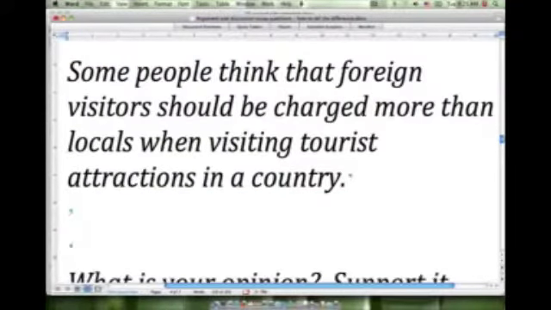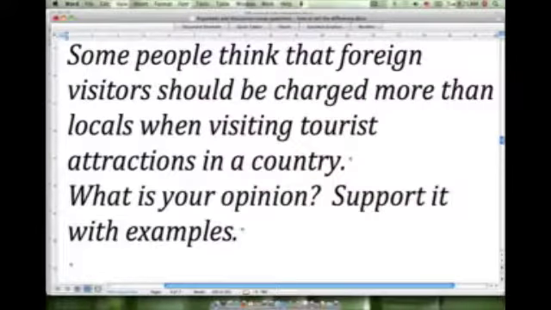Now let's go to our next one here. What is your opinion? Support it with examples. Okay, now these kinds of questions, sometimes students can see the word opinion and then they think, oh, I have to write what I think, but I also have to look at what some other people think. No, that's not the case at all. They're just asking you, what is your opinion? It's very clear. You don't have to write something that supports and refutes the question. No, just write what you think.